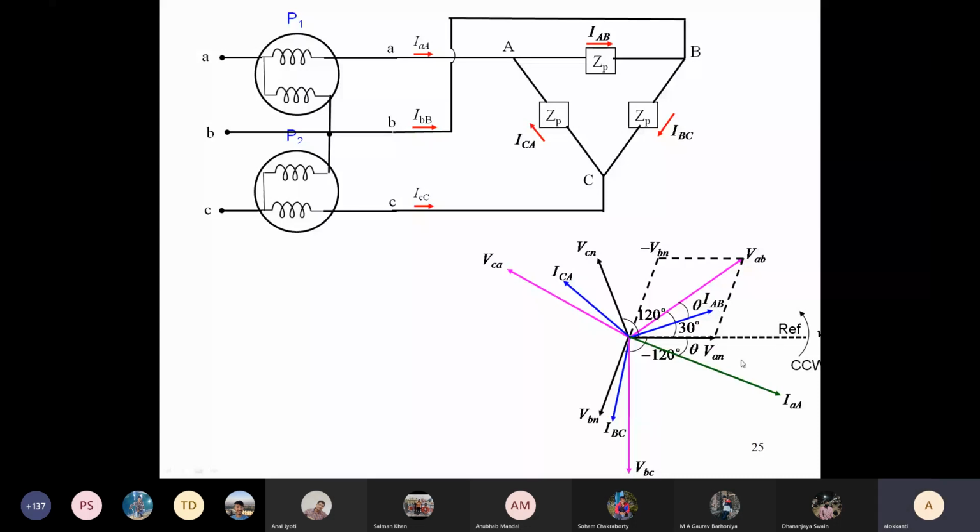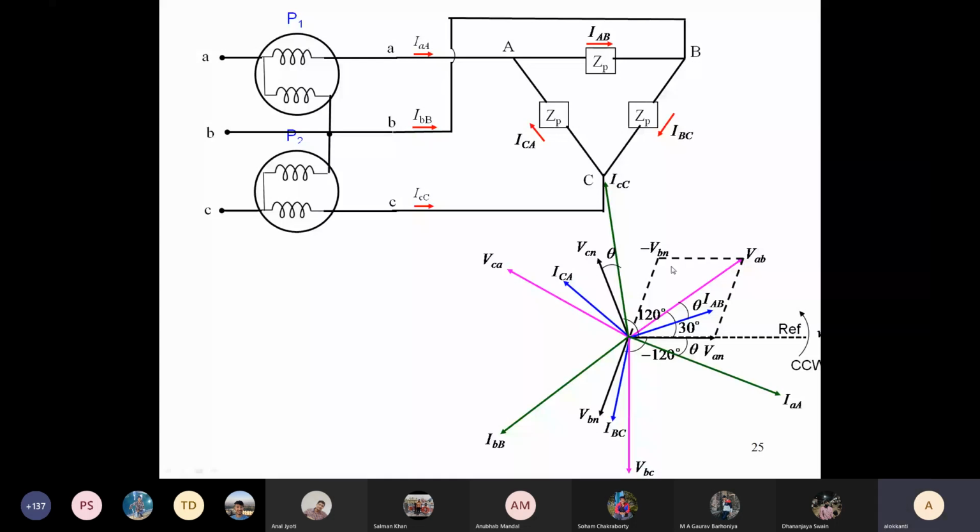Similarly, you can find out IB and IC. So IC will lag VCN by an angle theta. This is the phasor diagram we have already done earlier.